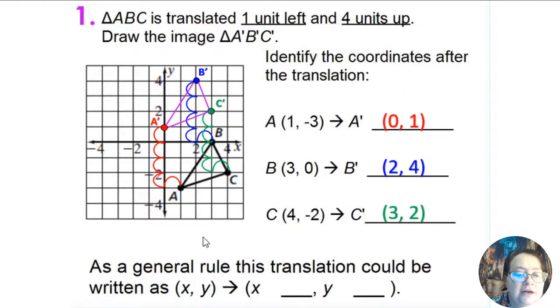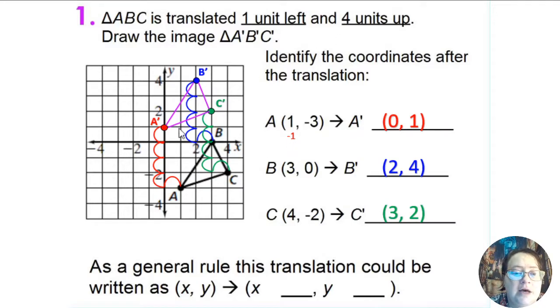So we see here, it's a general rule. This translation could be written as (x, y) arrow (x blank, y blank). So we're going to fill in these blanks. Let's take a look at these. When we went 1 unit left, we went back 1 along the x-axis. So our x value decreased by 1. So we are going to subtract 1. If we look at that, 1 minus 1 is 0. So that works here. Let's try here.